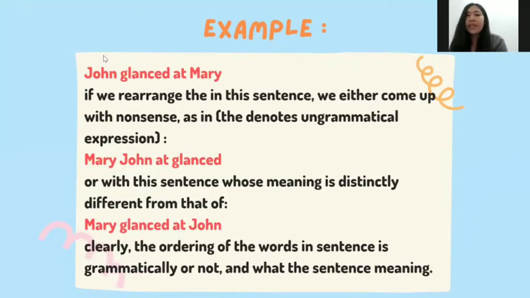For example, John glanced at Mary. If we rearrange the words in this sentence, we either come up with nonsense, that is, an ungrammatical expression, as in the second, Mary John at lunch, or with a sentence whose meaning is distinctly different from that of the original, as in the third, Mary glanced at John. Clearly, the ordering of the words in a sentence determines whether it is grammatical or not, and what the sentence means.